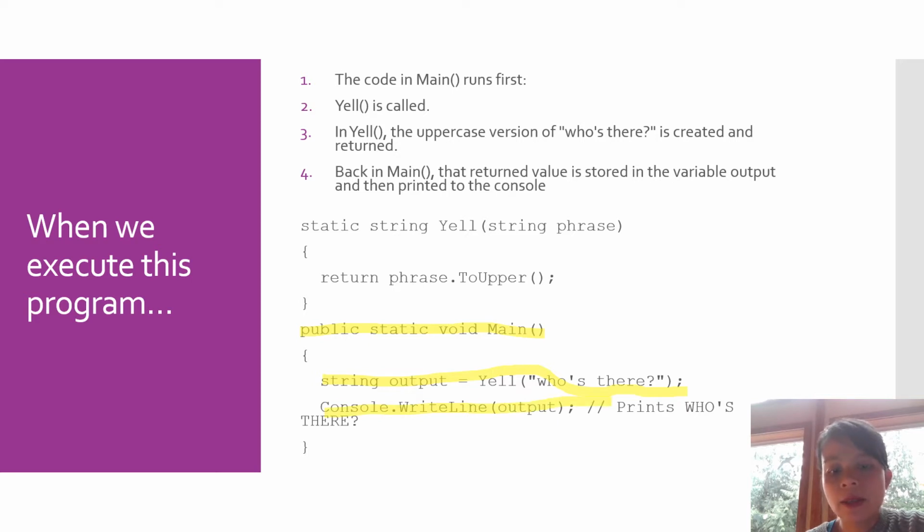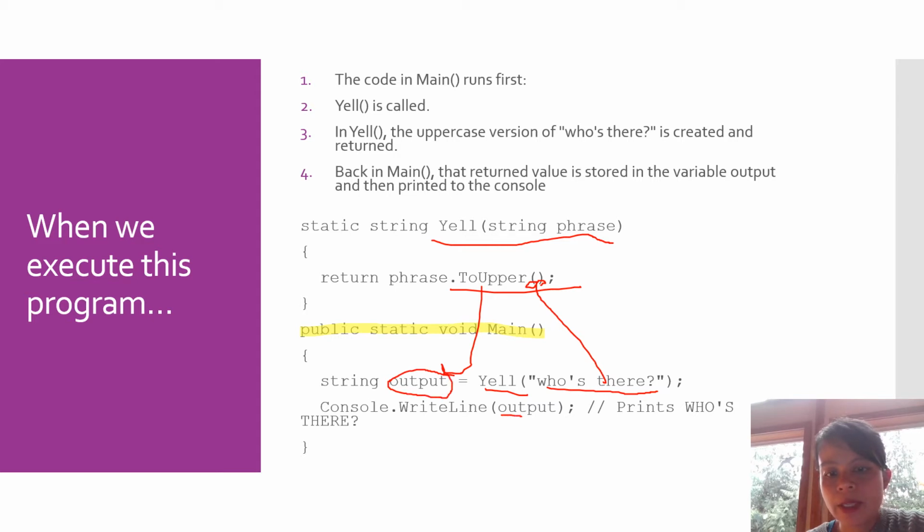Okay, so then yell is going to be called. Where's yell? Over here. And in yell, the uppercase version of who's there is created and returned. Okay, so back in main, that returned value is then stored in the variable output. And then output is printed to the console. And it prints who's there in uppercase.